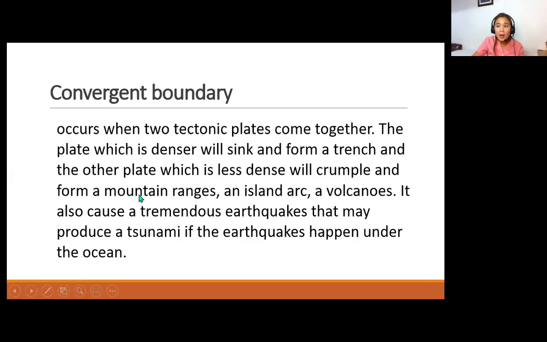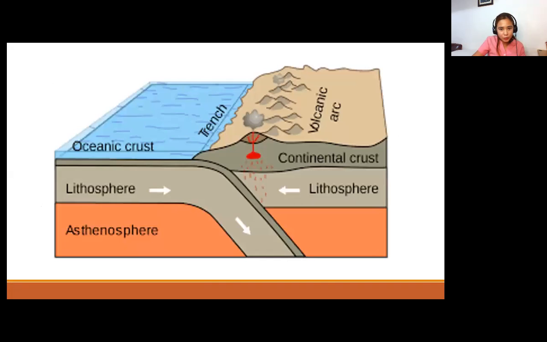It will form mountain ranges, island arcs, and volcanoes. It also causes a tremendous earthquake that may produce a tsunami if the earthquake happens under the ocean. So ganito pala siya, class. Si convergent boundary, ito yung picture niya. Yan, si convergent. Okay. So, what can we infer about this land that goes down?